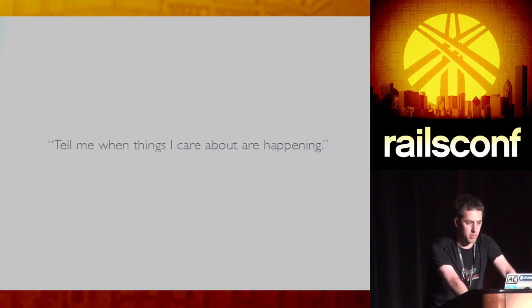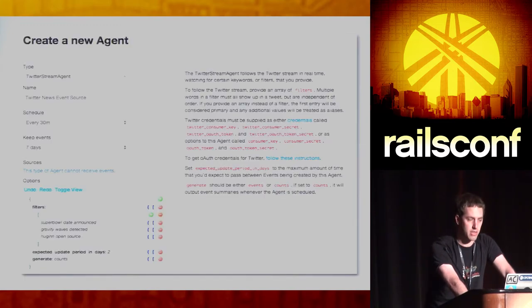So let's look at another example. Tell me when things I care about are happening. Well, that's kind of generic. But it turns out the Twitter Stream API is really awesome and gives you sub-second response times on up to 400 keywords of things you care about. So let's put in some examples. So the Super Bowl date announcement, or gravity waves detected, or Huginn open source. And I also have things like machine learning or RailsConf CFP.